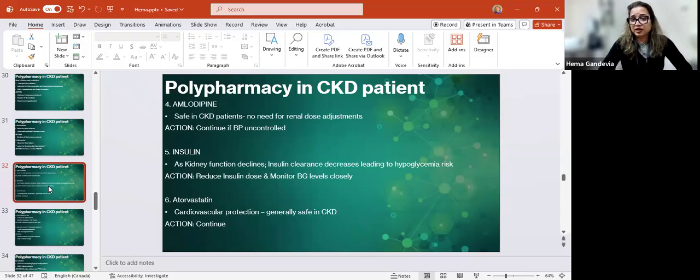Insulin, we have to watch his sugar levels, we have to watch his HbA1cs. Because in CKD patients, insulin tends to circulate for a little longer, we have to monitor and potentially decrease its dose slowly so that he doesn't have any hypoglycemia risk with declining kidney function.